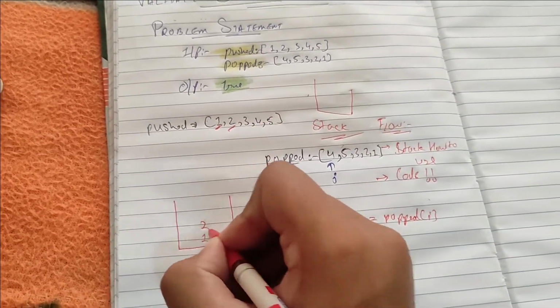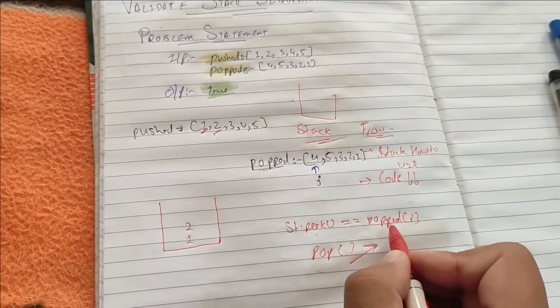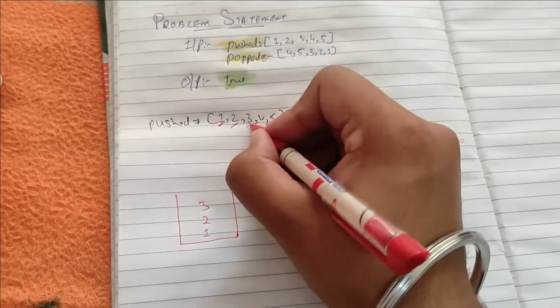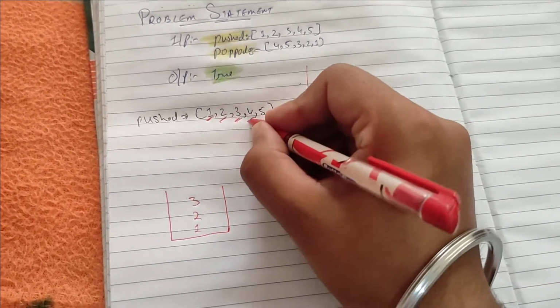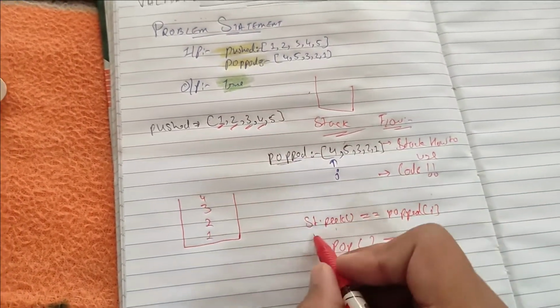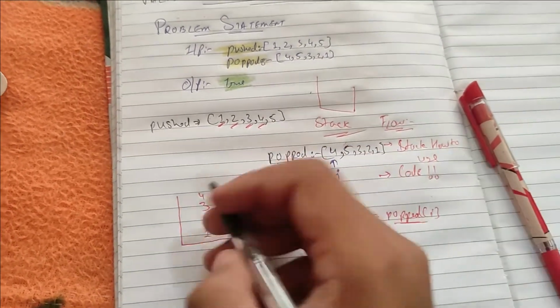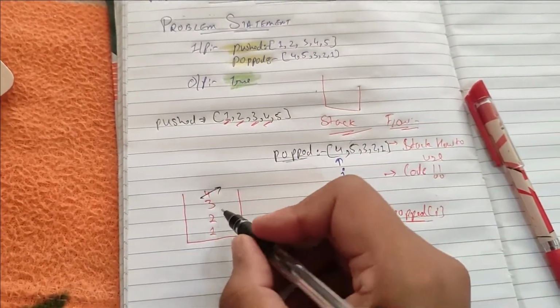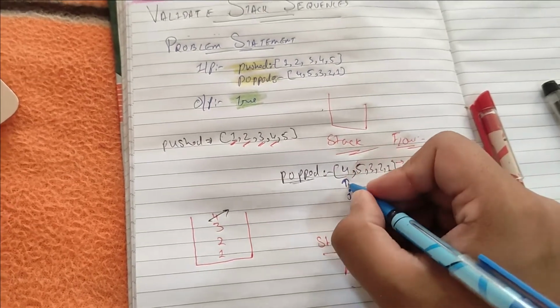Now I will put 2 over here, and then I will again check: is my stack peek equal to popped of j? No, they are not equal. Then I will add 3 to my stack. I will again check, and they are not equal. But once I add 4 to my stack, my stack peek is equal to popped of j. Then I will simply pop the 4 out from my stack. Now our stack peek becomes 3. Now I will move my j pointer over here.